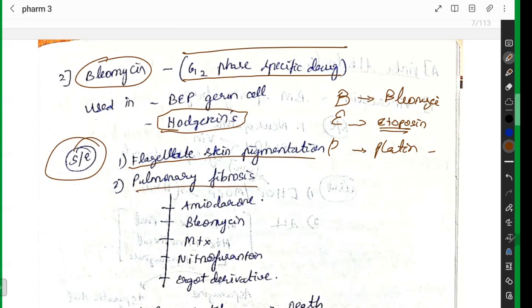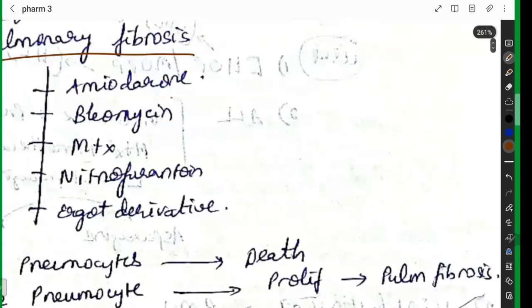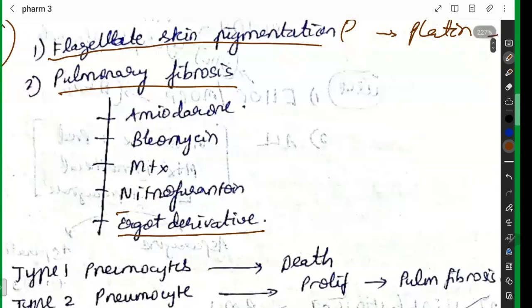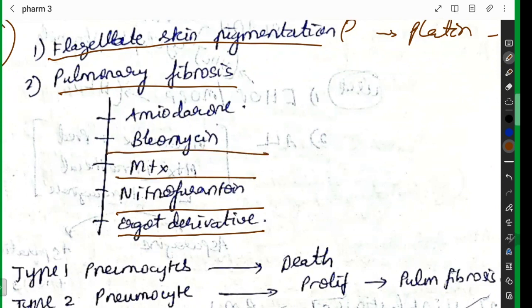So now you have to know what drugs cause pulmonary fibrosis. Do you remember yesterday we were discussing ergot derivatives in headache, migraine? So ergot derivatives will be causing pulmonary fibrosis. Nitrofurantoin, methotrexate, bleomycin, and amiodarone cause pulmonary fibrosis. Write it down separately: the drugs which cause pulmonary fibrosis are amiodarone, bleomycin, methotrexate, nitrofurantoin, and ergot derivatives.